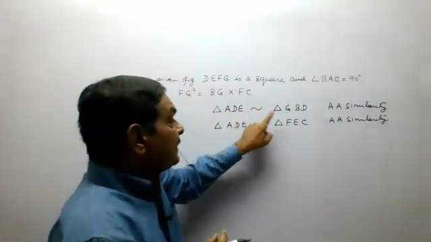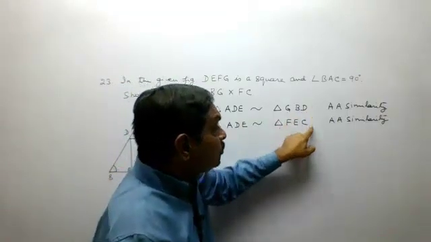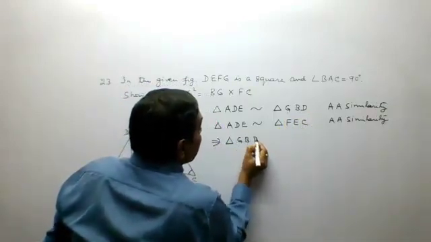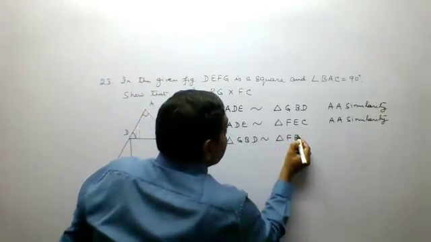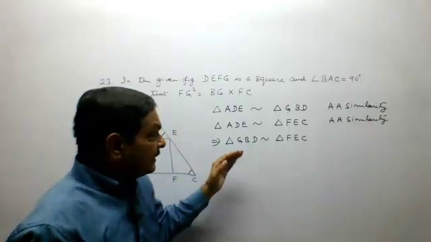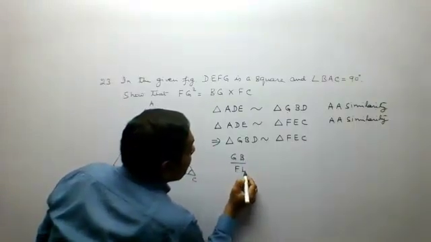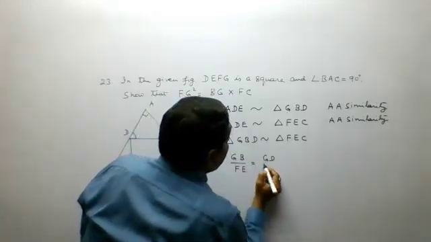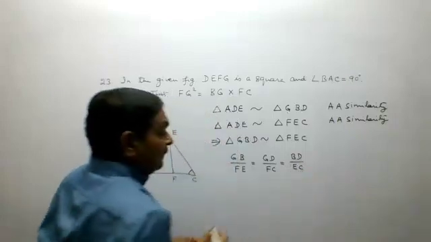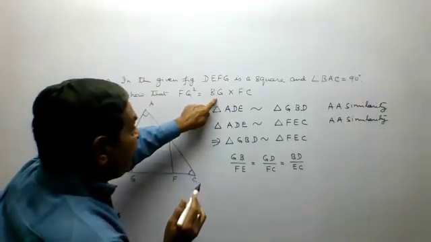Now triangle ADE is similar to triangle GBD, and triangle ADE is similar to triangle FEC. So this implies triangle GBD is similar to triangle FEC. By similarity theorems, if two triangles are similar, their corresponding sides are in proportion. So GB upon FE is equal to GD upon FC, which is equal to BD upon EC.